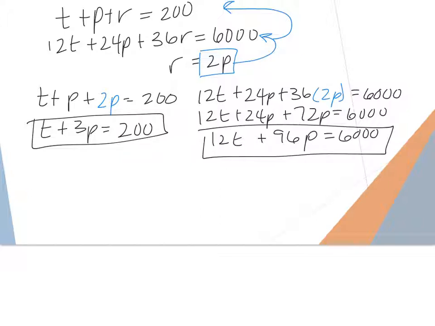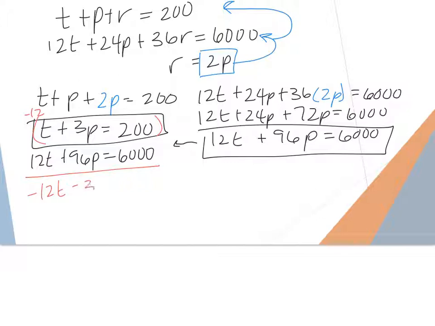So actually, I guess I could have just stacked it under. So I'm going to move this under here. So 12T plus 96P equals 6,000. Okay, off the top, what looks easiest to me is to eliminate the T's. So I'm going to eliminate the T's by multiplying the first one by negative 12. So that will be negative 12T minus 36P is equal to negative 2,400.